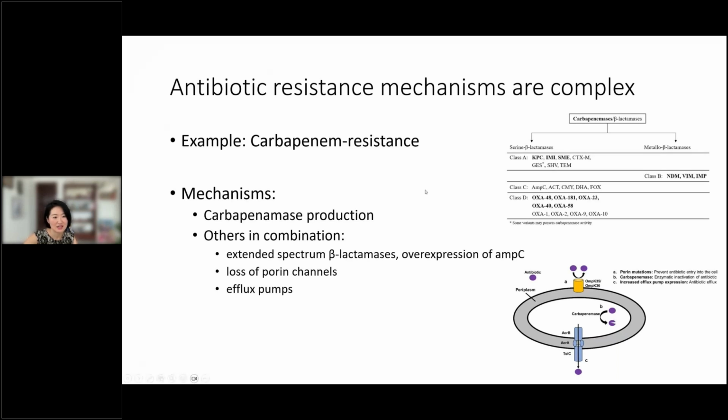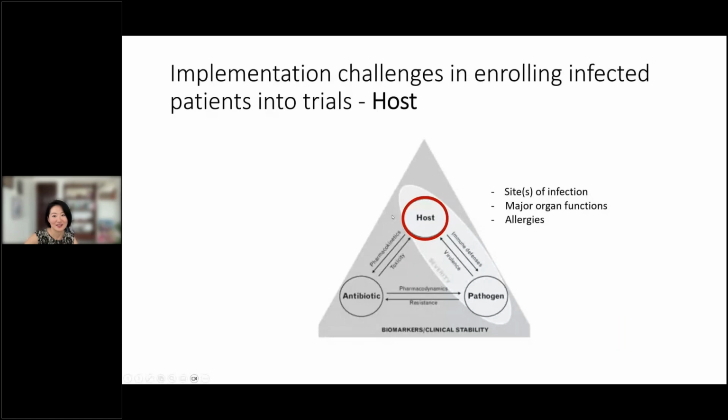And next is the host axis. Okay, so the same bacteria may infect different organ systems such as the bloodstream, lungs, abdomen. Each may be associated with its own PK/PD profile. And in addition, patients with multi-drug resistant infections tend to be very ill with major organ failures and sometimes with drug allergies. And this further limits the number of eligible patients for trials.